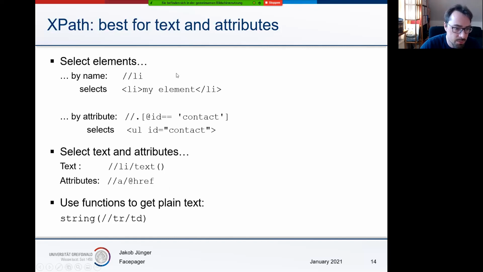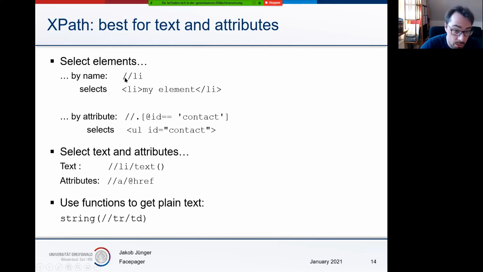but it's best for selecting text and attributes. You have the same features like in CSS, but some more. So we can select by name. This would select all list elements, for example, somewhere in the hierarchy, and you start by using these double slashes to say somewhere in my HTML.